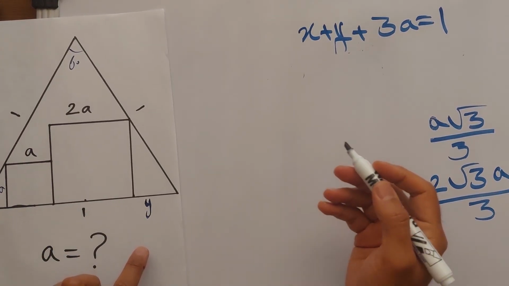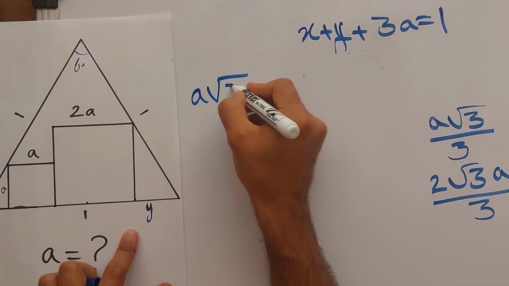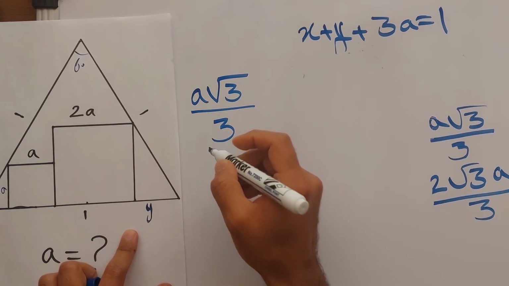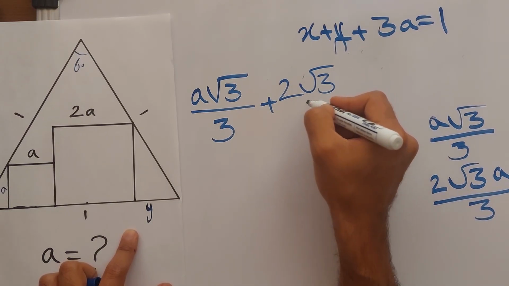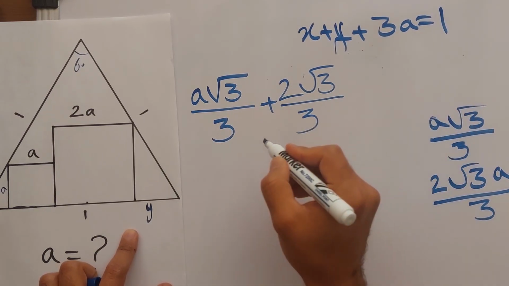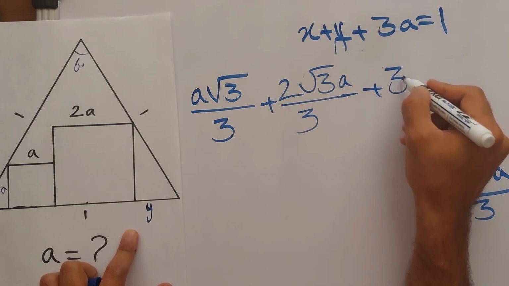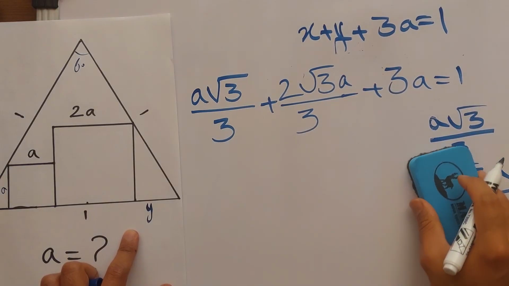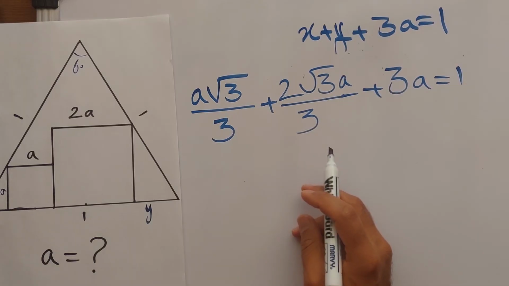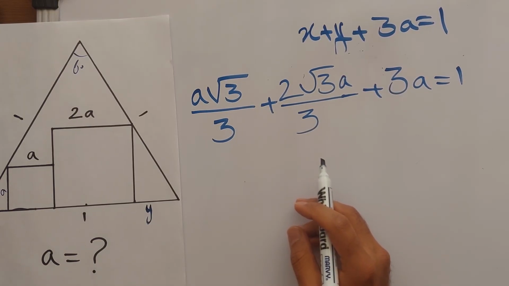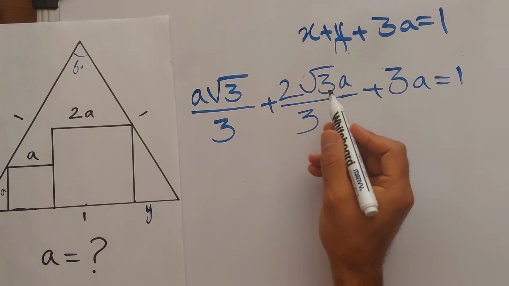So x is a square root of 3 over 3. Y is 2 square root of 3a over 3, plus 3a equals 1. Okay, so now we need to simplify that further. We have two fractions here with the same denominators. So a square root of 3 plus 2 square root of 3a.